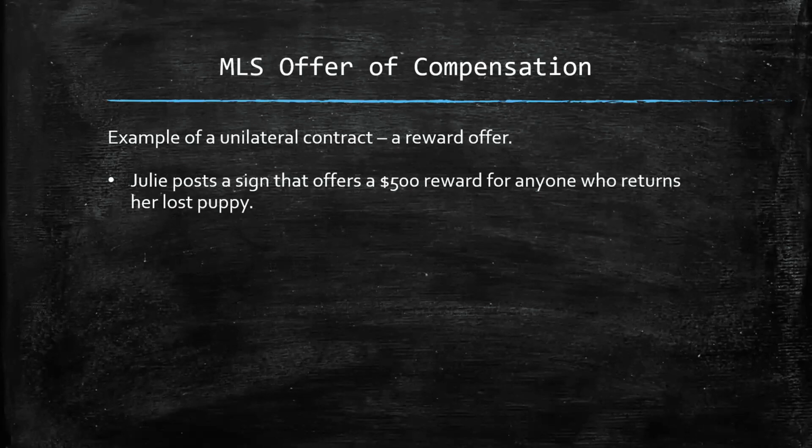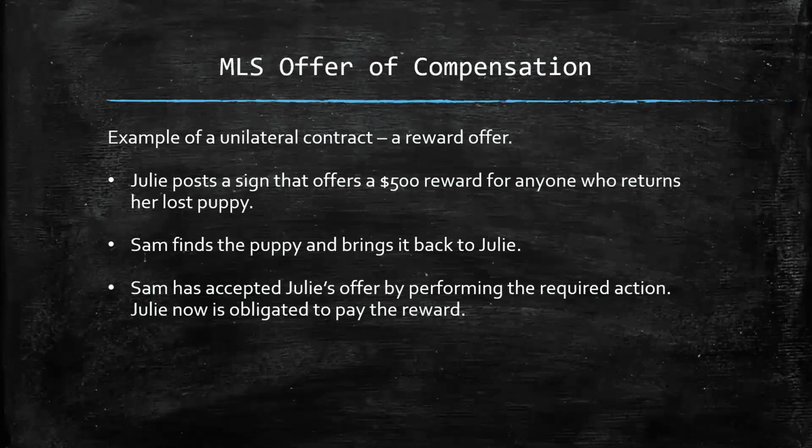Julie posts a sign on the light pole that offers a $500 reward for anyone who returns her lost puppy. Sam finds the puppy and brings it back to Julie. Sam has now accepted Julie's offer by performing the required action. He has done what she asked him to do. Now Julie is obligated to pay that reward. She is contractually bound to pay the reward that she offered if someone brought her back her lost puppy.